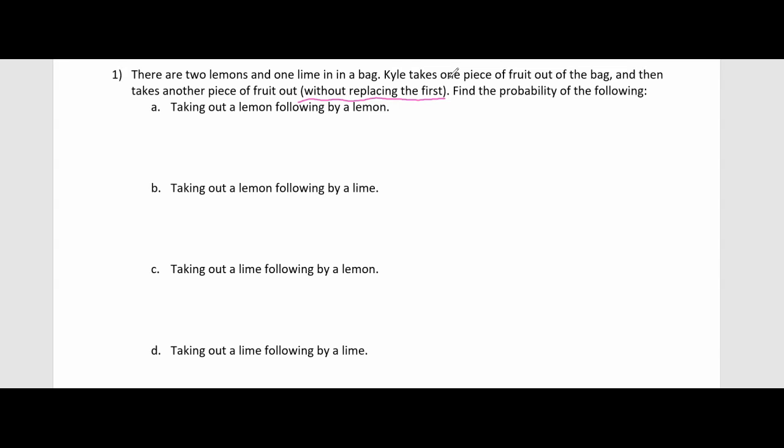So take a look at these 4 different questions, find the probabilities using the dependent events formula, and then come back and see how you did.